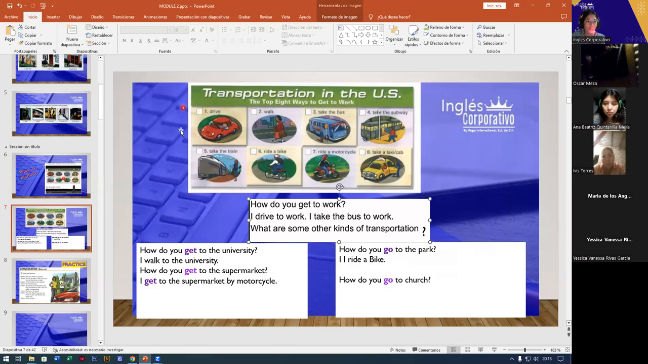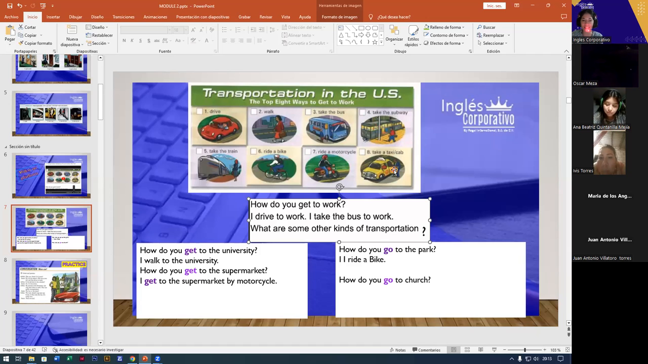For example, drive. So you can drive a car, right? And number two, the other action is walk, right? So you walk. Take the bus. This is also very, very common here. Take the subway. We have the subway. Do we have the subway here in El Salvador? No, right? We don't.